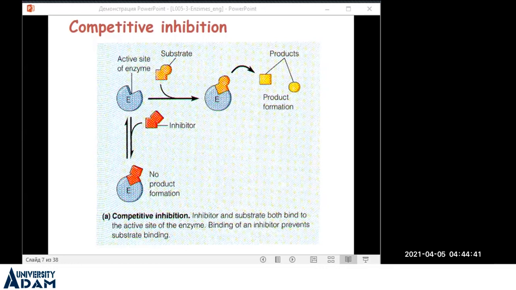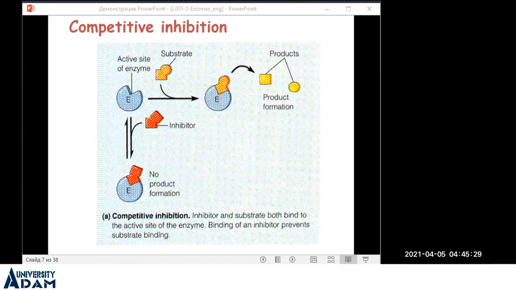If we add inhibitor and substrate equally to the solution with enzyme, it gives a 50% probability. The enzyme will meet the inhibitor with 50% probability and the substrate with 50% probability. Yeah, I think it's understandable.